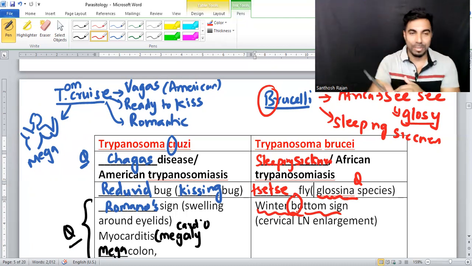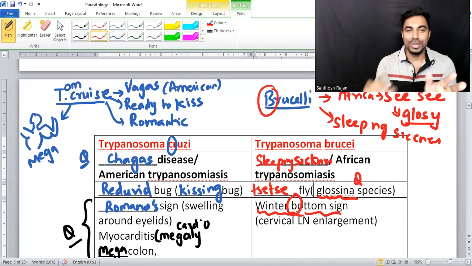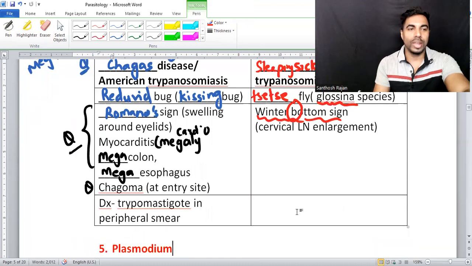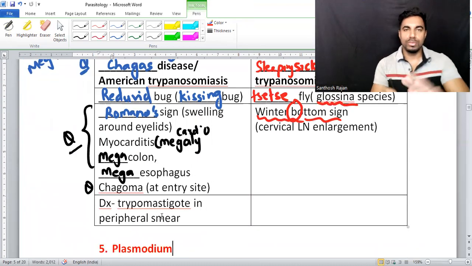So this is all in my bacteria part. You can see it. Please remember this because it's W and W. I'm trying to bring coordination to these things. So trypanosomiasis, you see in the peripheral smear for both. That's it. So this is what trypanosoma is, very simply, Tom Cruise and Bruce Lee.